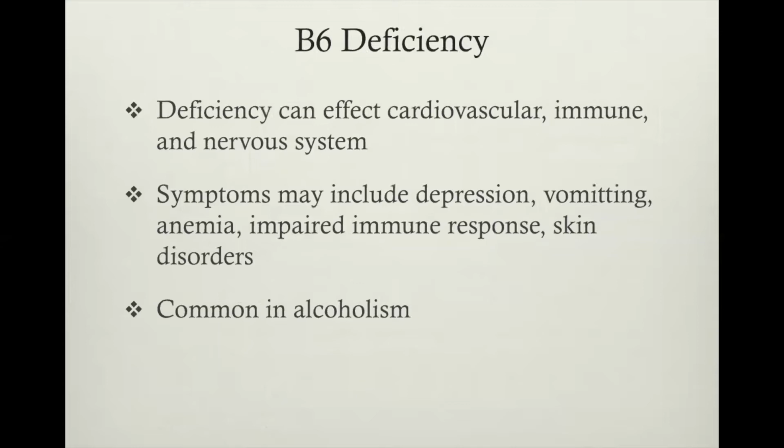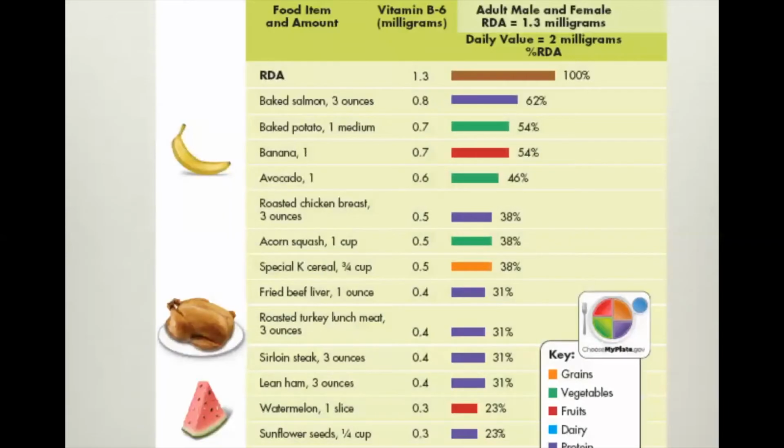B6 deficiency. So deficiency can affect the body in many areas because it plays a role in so many reactions. Symptoms may include depression, vomiting, anemia, impaired immune response, and skin disorders. It is common in alcoholism, again, because alcohol decreases the absorption as well as decreases the synthesis of its coenzyme form.